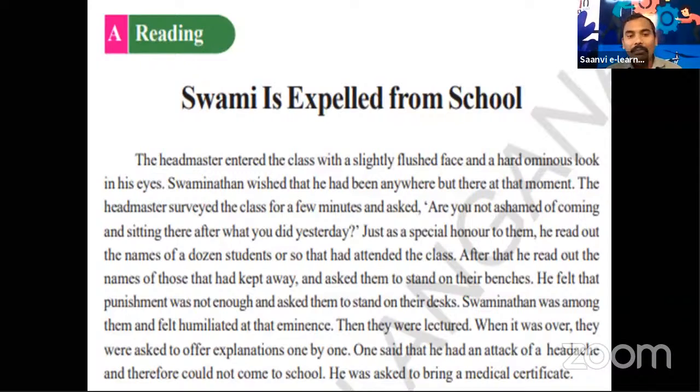Swaminathan was among them and felt humiliated at that eminence. So Swaminathan was one of the boys who was absent the previous day. When the headmaster asked him to stand on the desk, he felt humiliated. He felt insulted at that eminence. It means he was standing on a height, isn't it? Then they were lectured. When it was over, they were asked to offer explanations one by one. One said that he had an attack of a headache and therefore could not come to school. He was asked to bring a medical certificate.